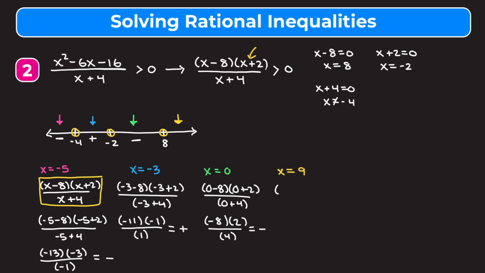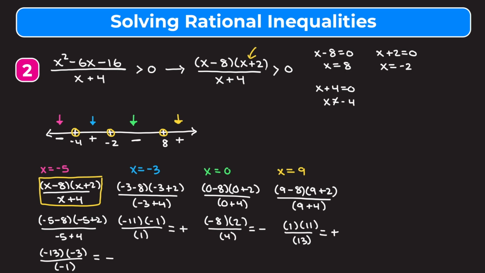So let's plug in 9 to this factored form. So we have (9 minus 8) times (9 plus 2), and then over (9 plus 4). 9 minus 8 is going to give us 1. 9 plus 2 is 11. 9 plus 4 is 13 on the bottom. We have all positives, so we know this is going to come out as a positive. So I'm going to put a positive in this part of our sign chart.